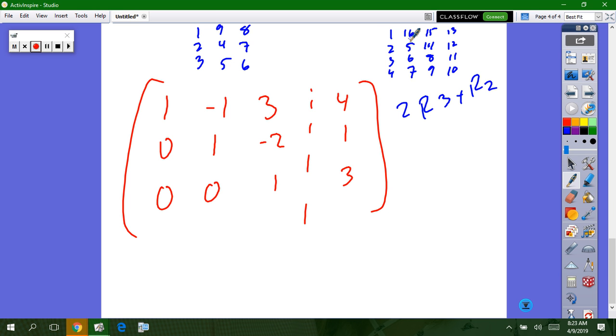Let's continue on. So we're going to multiply it by 2, so that's 0, 0, 2, 6. Watch what we get here now. 1, negative 1, 3, 4. 0 plus 0 is 0. 1 plus 0 is 1. Negative 2 plus 2 is 0. 1 plus 6 is 7. Isn't that what we have? Right?